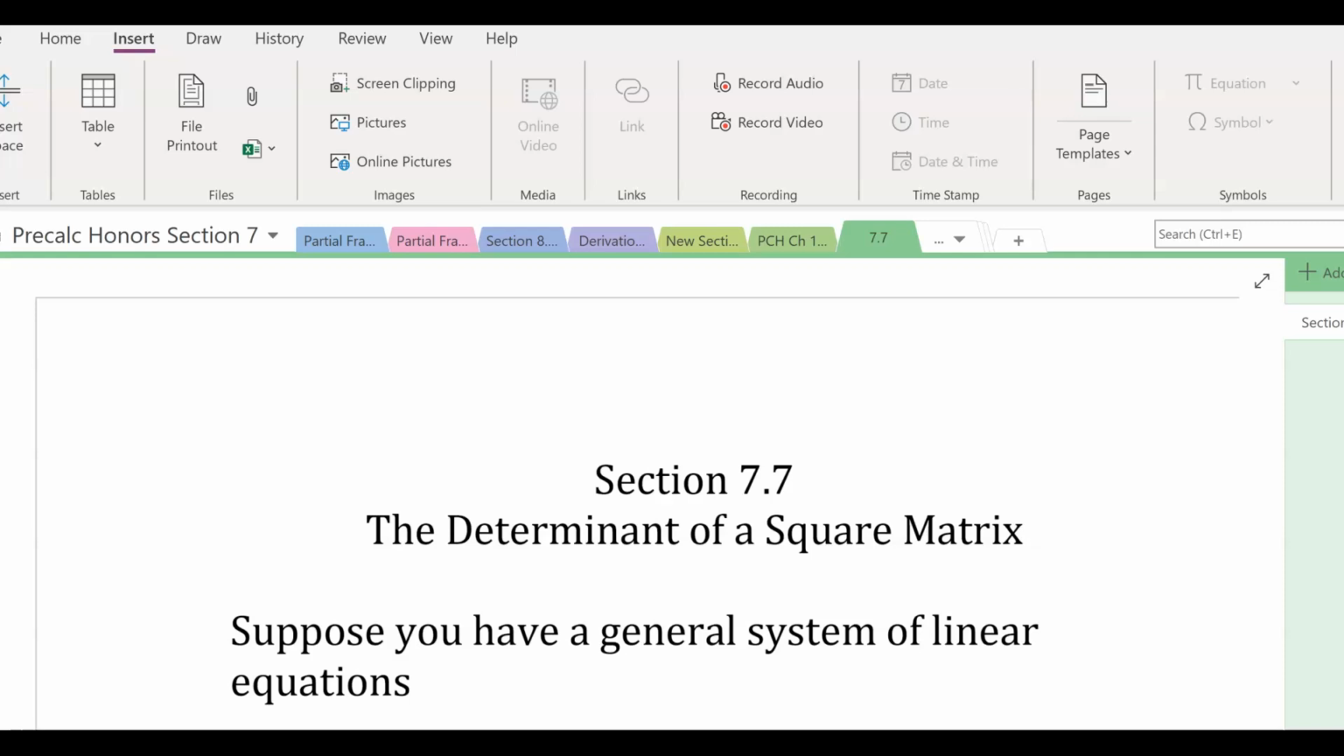All right, this video is going to cover section 7.7 for Precalc honors. We're going to be talking about the determinant of a square matrix. Historically, determinants arose from special number patterns that occur when systems of linear equations are solved. And I'll point that out as we go, so keep that in mind as we go through this first example here.